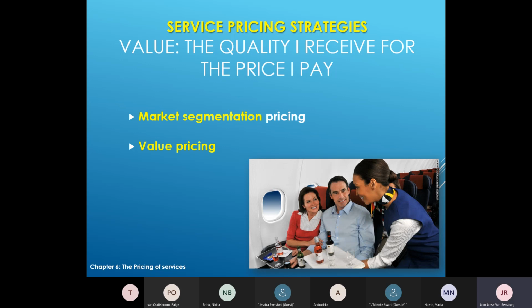Value pricing, on the other hand, is when customers receive more for less. For example, some airlines offer lower fares by reducing the costs associated with additional services, like not offering drinks or in-flight meals and stuff like that. For some people, you know what?